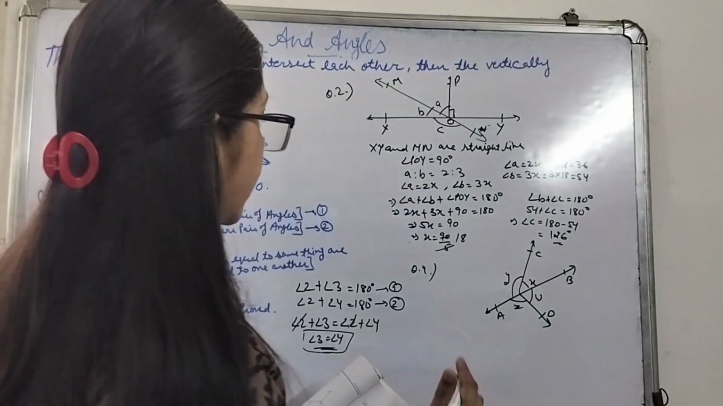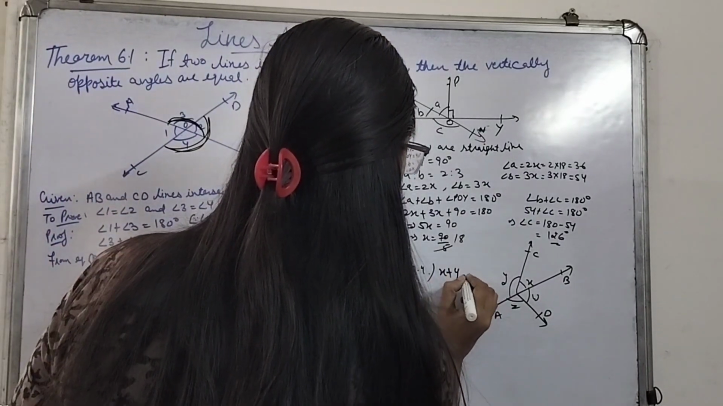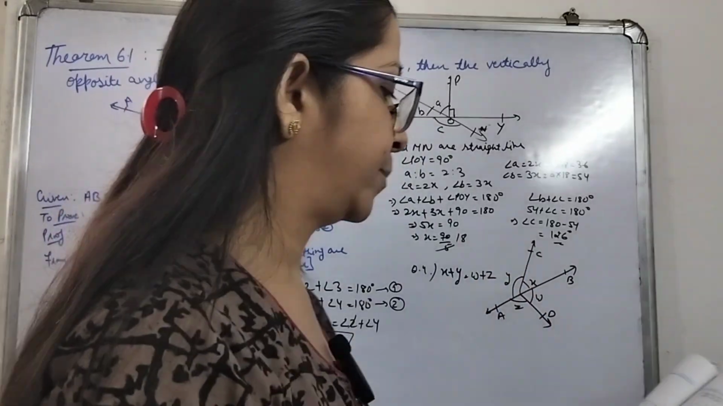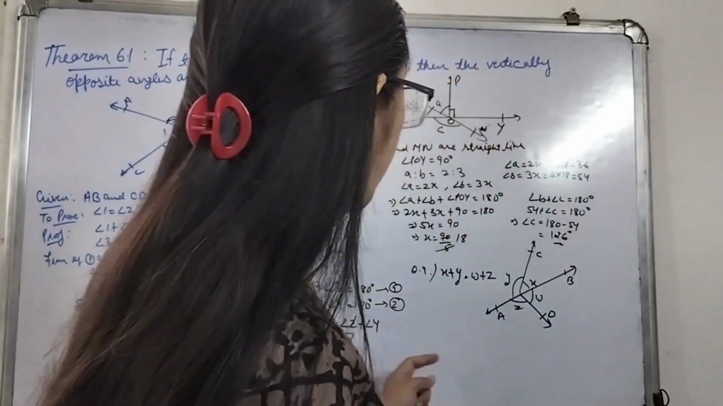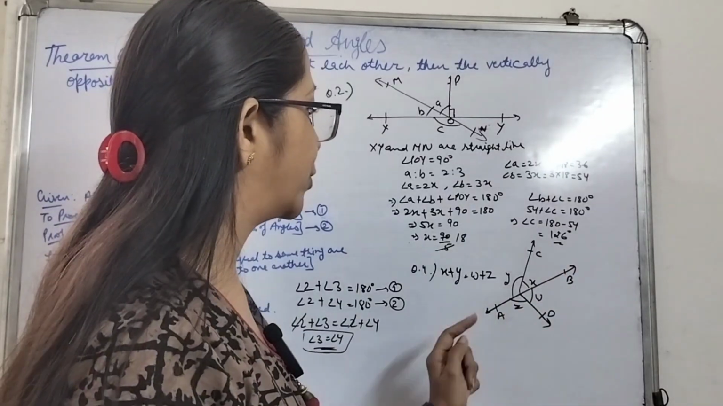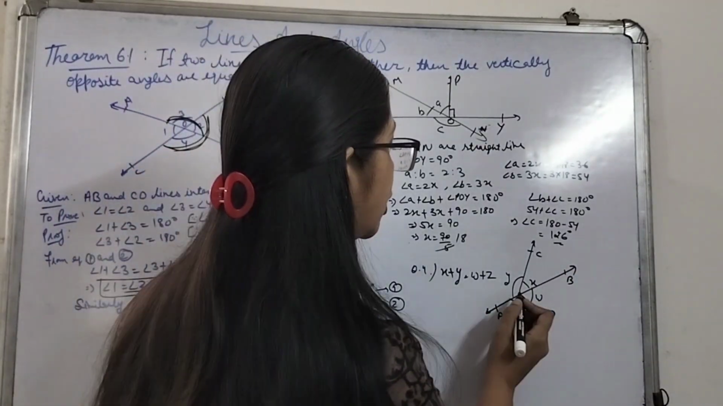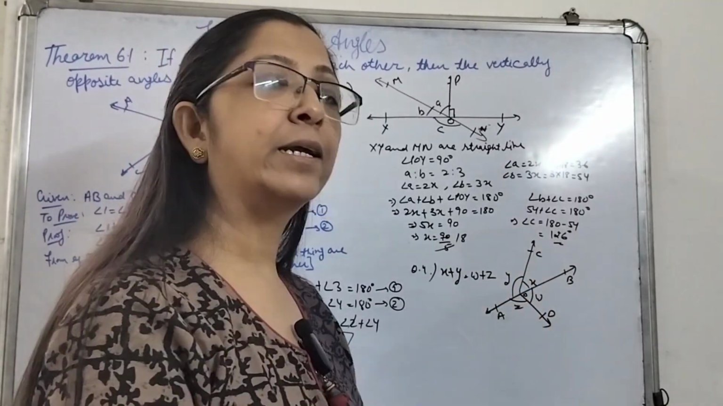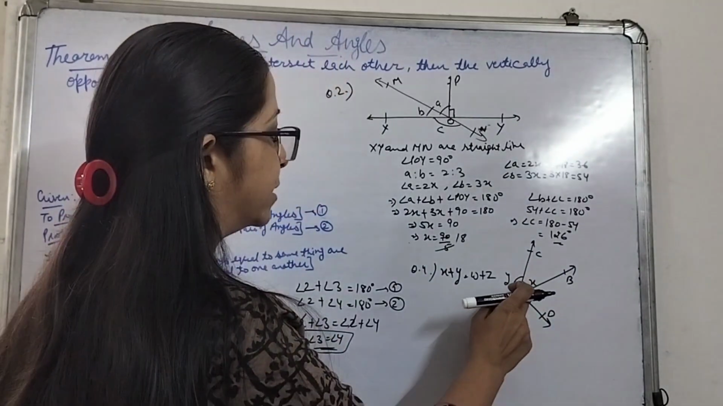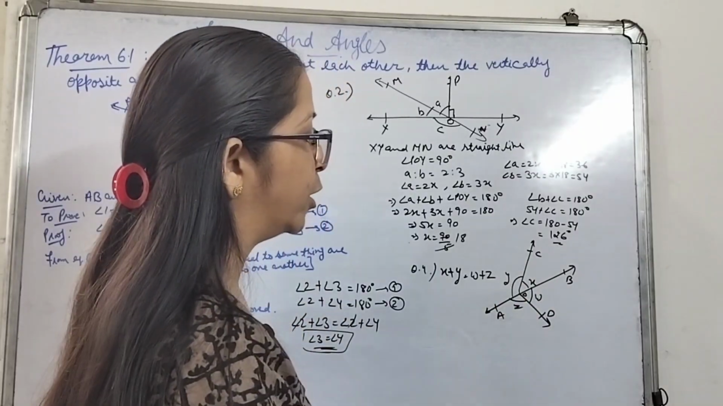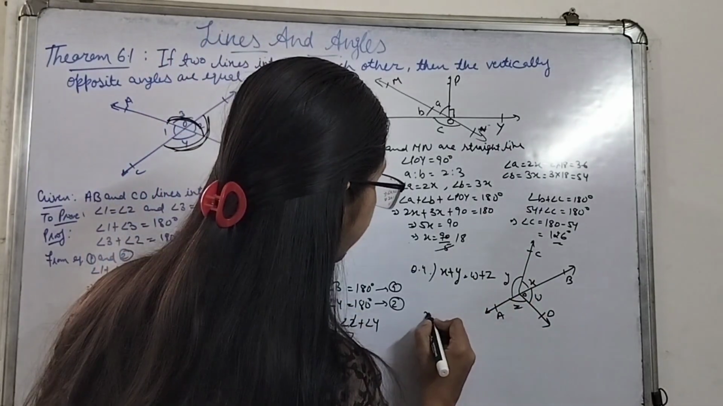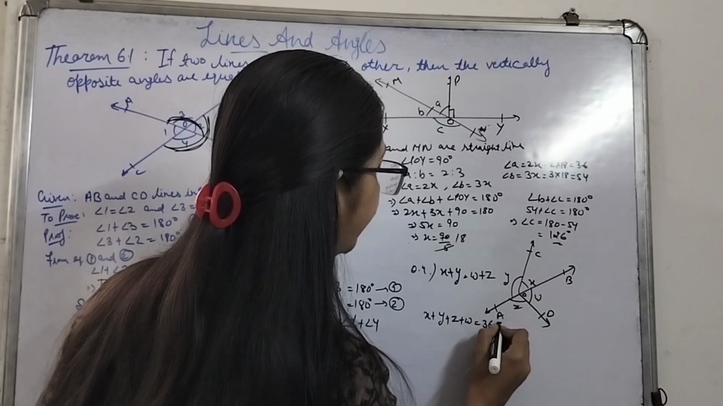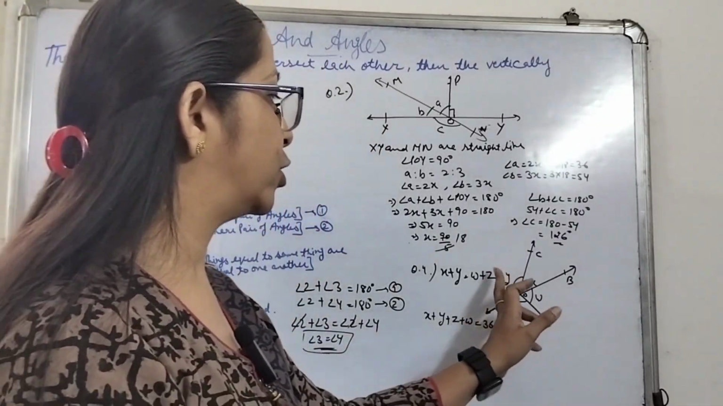Given to us is that x plus y is equal to w plus z. Now we need to prove that AOB is a straight line. See, this is point O. At a single point, the sum of all the angles is 360 degrees. This is a complete angle and the sum of all these angles will be 360 degrees. So we can write that x plus y plus z plus w is 360 degrees, because angle at a point is 360 degrees.